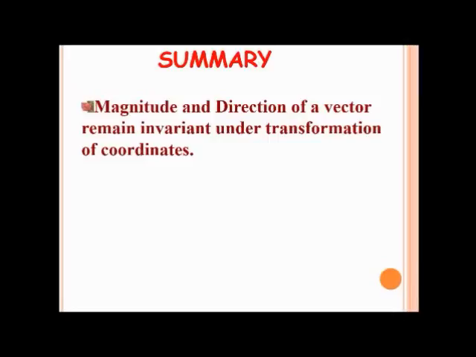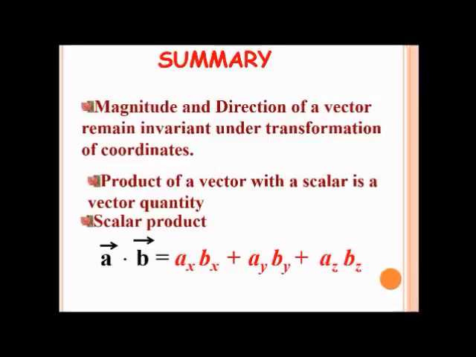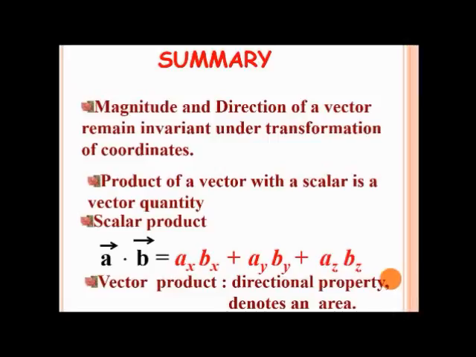So what is the summary of this video? The magnitude and direction of a vector remain invariant under the transformation of coordinates, and the product of a vector with a scalar is a vector quantity. The scalar product is given as A dot B, or AX into BX plus AY into BY plus AZ into BZ. And the vector product is also called the directional property, and it denotes an area.